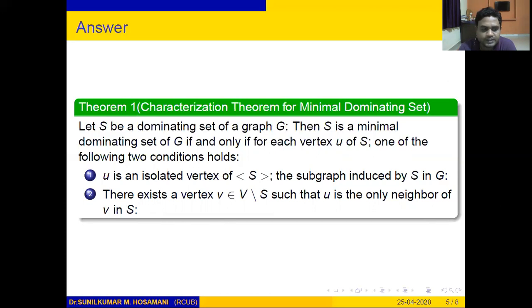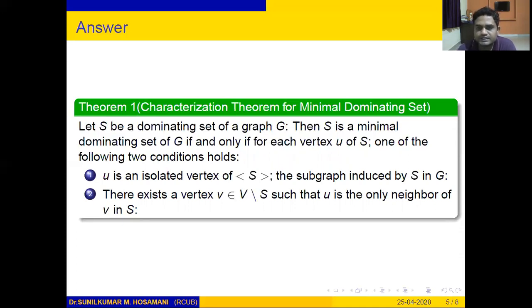In any arbitrary graph, the first thing you do is select a dominating set. A dominating set means every vertex in V minus S must be adjacent to some vertex of S. So first, you have to select a dominating set, say S, in a graph G.